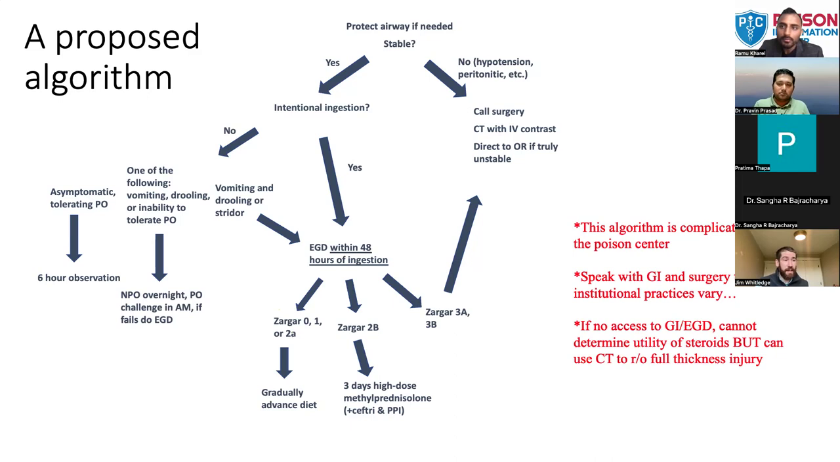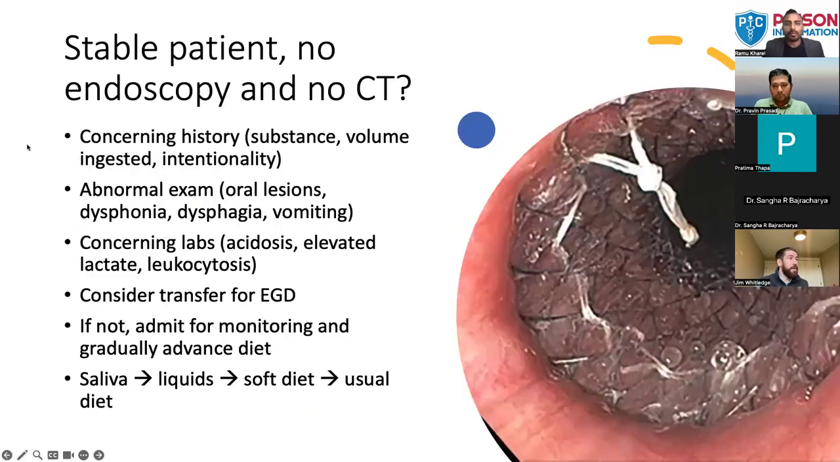in access to EGD and also CT scan. If you don't have access to EGD or endoscopy, but you do have CT, CT can be very useful to at least rule out a full thickness injury. So what about a stable patient, but you don't have any access to endoscopy or to CT scan?